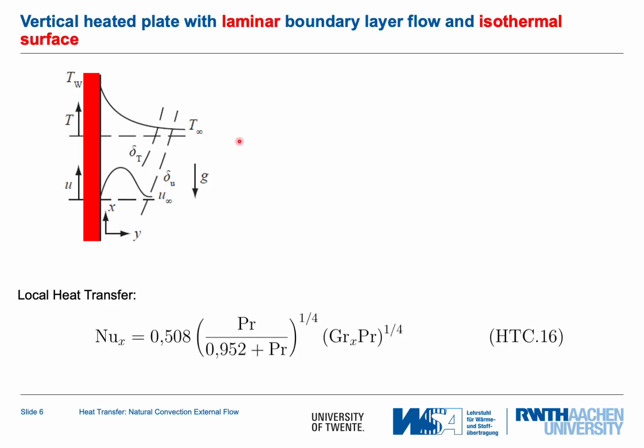Let's look at the first example. That is a vertical heated plate with a laminar flow and an isothermal surface. The plate is indicated here in red. It has a higher temperature than the environment. Gravity is pointing downwards, and here you see indicated the boundary layer in the velocity. Zero velocity at the wall, zero velocity at infinity, and in between there is a maximum somewhere in the boundary layer. The velocity boundary layer is indicated here, delta U.